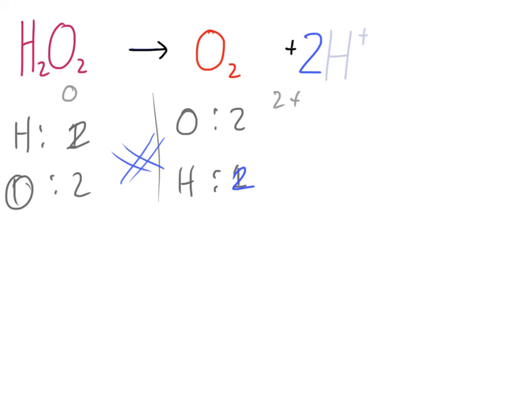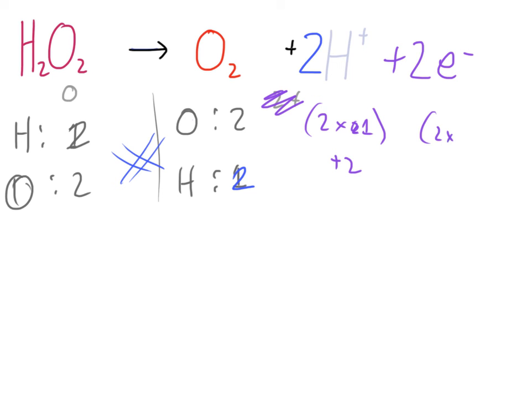And in this case, what I'm going to do is add 2 electrons. And electrons are one of those things that you can add to an equation to balance the charge. So I'm going to add 2 electrons. And now if we look at the net charge on this side, 2H+, which is 2 times 1, 2 times plus 1, the charge here is plus 2, and the charge here is 2 times minus 1, so the charge here is minus 2. So this balances out to a net charge of 0.